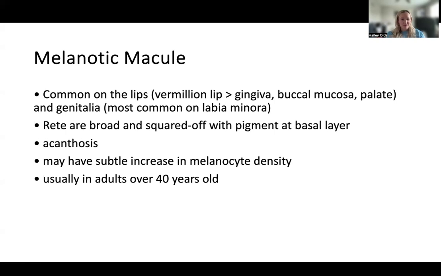You may have thickening of the epidermis, and you may have a subtle increase in the number of melanocytes, but the main thing is the rete are broad and squared off with pigmentation at the basal layer, and it's usually seen in adults over 40 years old.